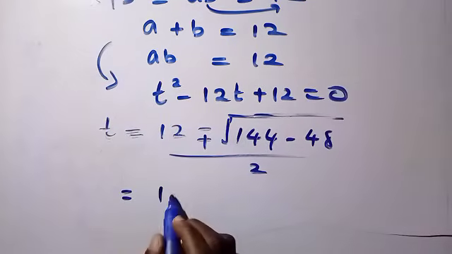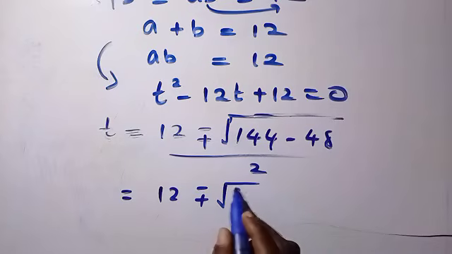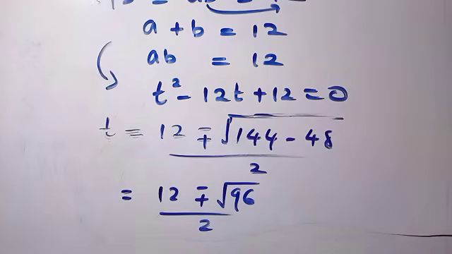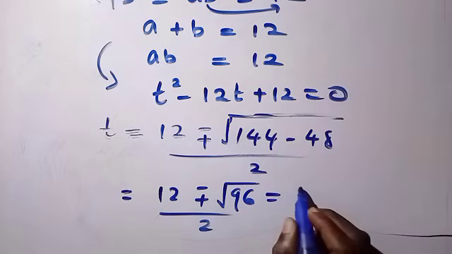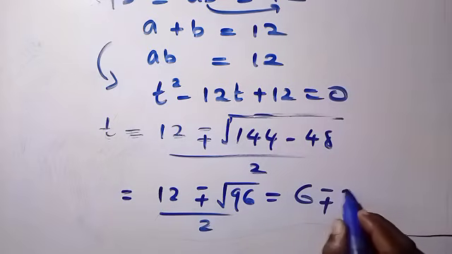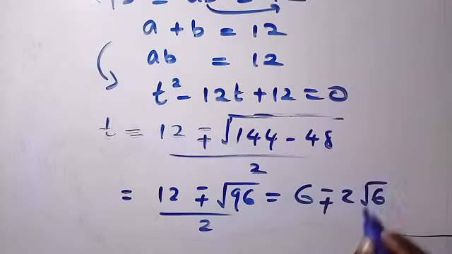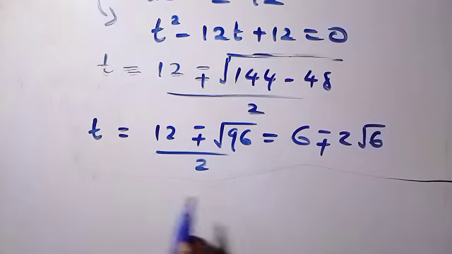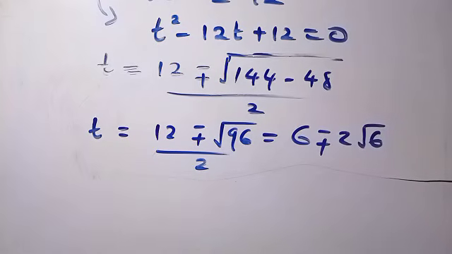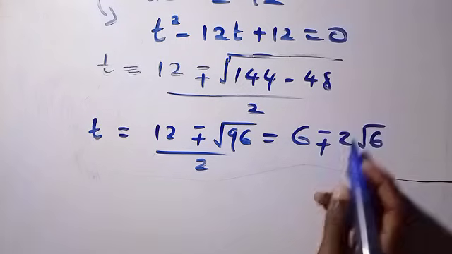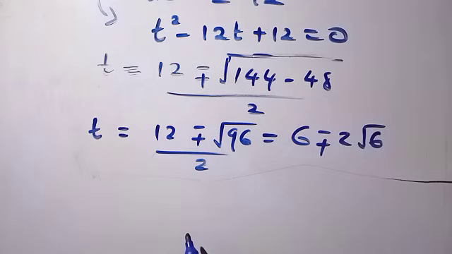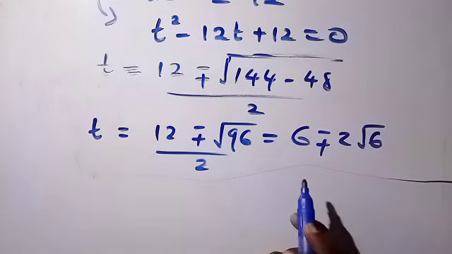Then everything is 12 plus or minus the square root of 96 divided by 2, and we have it as 6 plus or minus 2 root 6. So this is what we have for the value of t. And since we have plus or minus, we are going to have t1 and t2. But instead of doing this, we can just bring in our a or our b to equate it to this. After getting one of these, a or b, we have to get the value of the other.